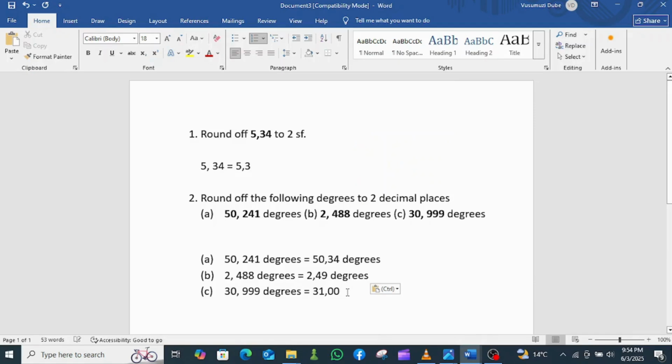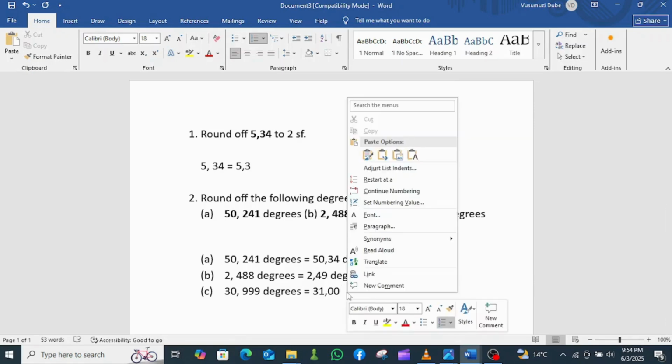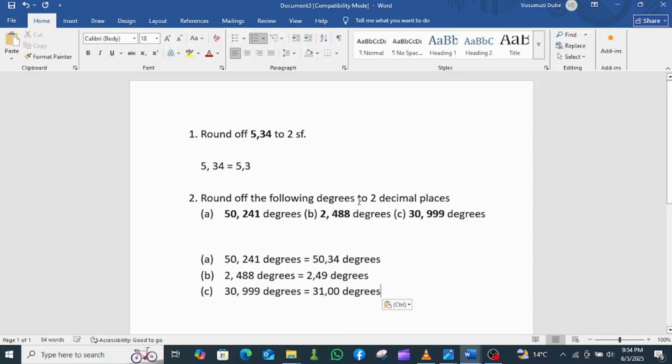Rounding off number 3 to 2 decimal places, I will count 2 numbers after the comma. 1, 2, and I look at 9. It's greater than 5, so I add 1 to 9. Notice that when I add 1 to 9 it becomes 10. So using the basic principles of addition of decimals we get 31,00 as the answer.